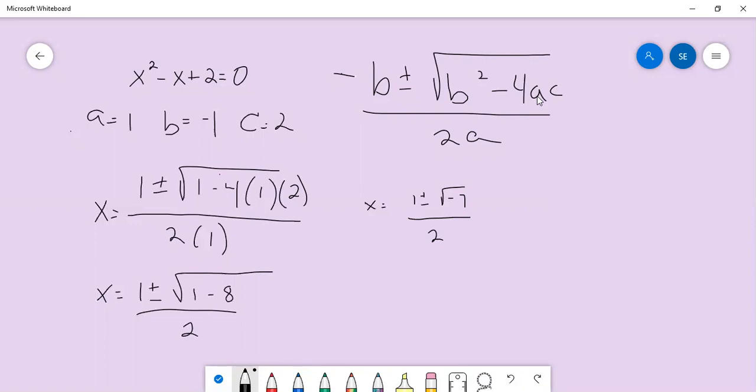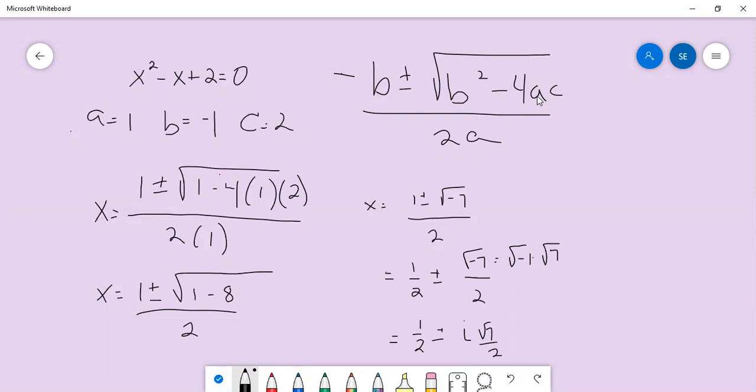So first of all, let's split this up into 2 parts. This is 1 divided by 2 plus or minus the square root of -7 over 2. So we've just split this up into 2 separate fractions, which we can do. Now, the square root of -7 is equal to the square root of -1 times the square root of 7. The square root of -1 is an imaginary number, which we call i. So this can be written as 1/2 plus or minus i square root of 7 divided by 2.